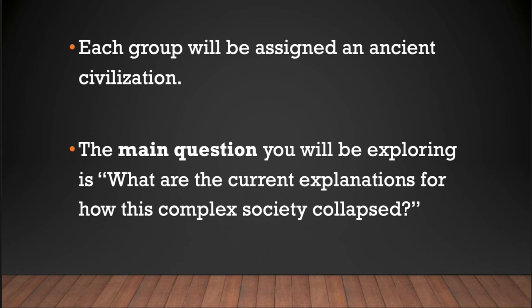Each group is going to be assigned a specific ancient civilization, and the main question you will be exploring is what are the current explanations for how this complex society collapsed, as well as the evidence. So you will not just be talking about the idea that archaeologists propose a major drought spelled the end of the Old Kingdom of Egypt, for example, but also what is the evidence that they are basing this on. And we'll get a little bit more into that.